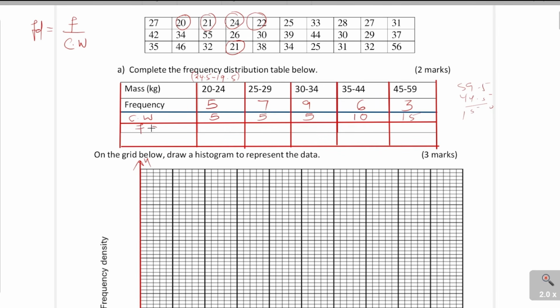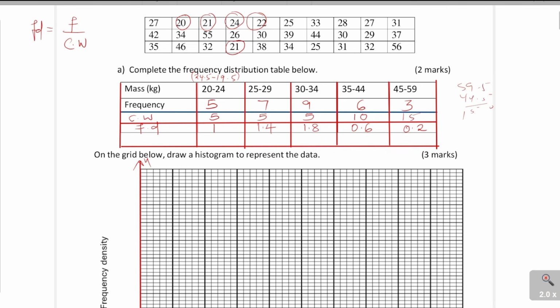So now, having done that, we can go to the frequency density. The frequency density is given by frequency divided by the class width. So 5 divided by 5, that is 1. 7 divided by 5, that gives 1.4. 9 divided by 5 will give 1.8. 6 divided by 10 will give 0.6. Then 3 divided by 15, that is 1/5, which is 0.2. So that is how we get the frequency density.